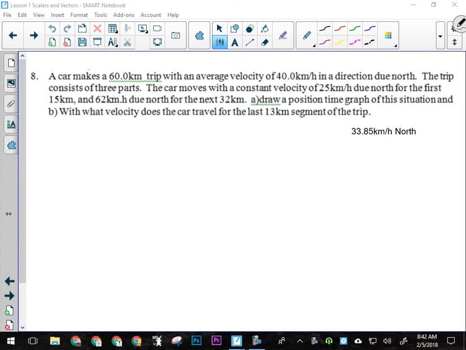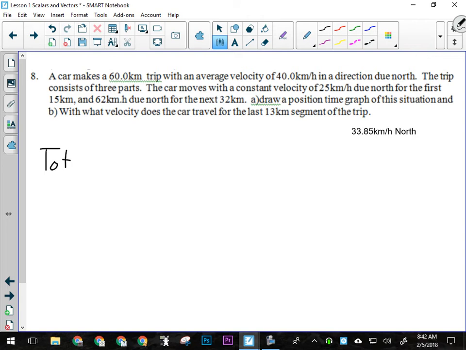A, draw a position-time graph of this situation, and B, with what velocity does the car travel for the last 13 kilometers? Well, if we don't know the velocity in the last 13 kilometers, it's going to be pretty hard for us to draw the graph initially. I mean, we could do it, but it probably makes more sense to find out the information we need and then draw the graph.